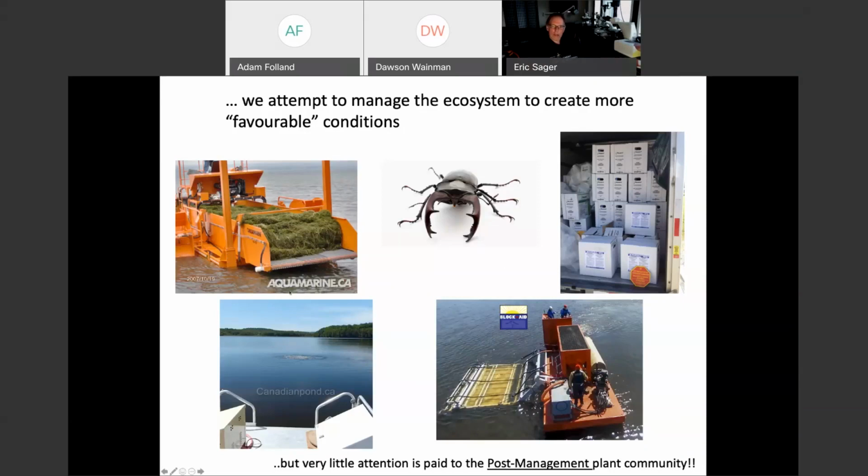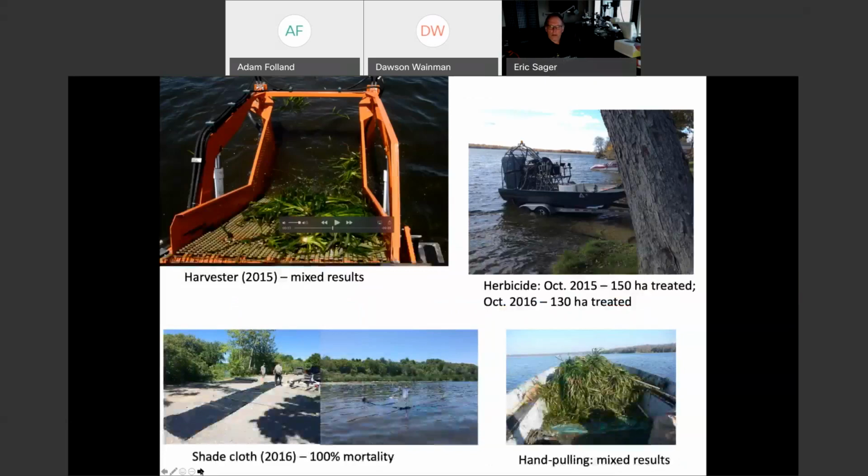But in all of these sorts of instances, we're very quick to manage, but we don't necessarily think about restoration or the post-management plant community. And that's one of the things we're trying to think about right now in my lab.